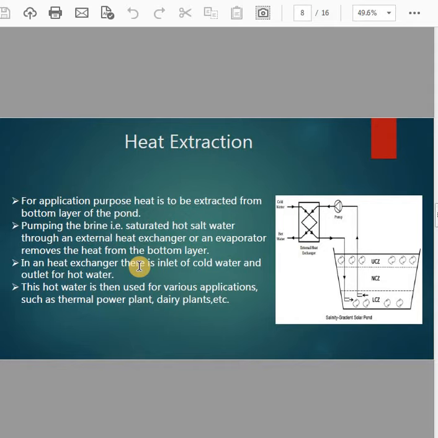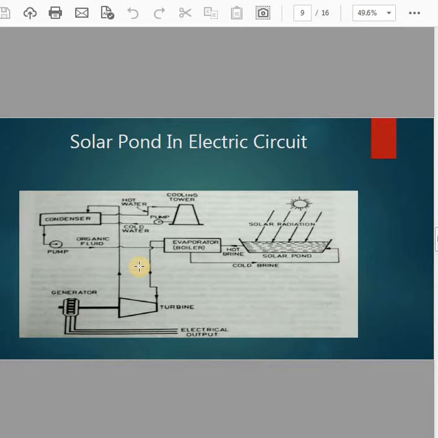How does the heat get extracted from the solar pond? The heat is extracted from the bottom layer by pumping the brine, that is saturated hot salt water, through an external heat exchanger or an evaporator, which removes heat from the bottom layer. In a heat exchanger there is an inlet of cold water and an outlet of hot water. The cold water gets injected into the brine solution and the hot water is extracted from this area. This hot water is then used for various applications such as thermal power plants, dairy plants, etc.